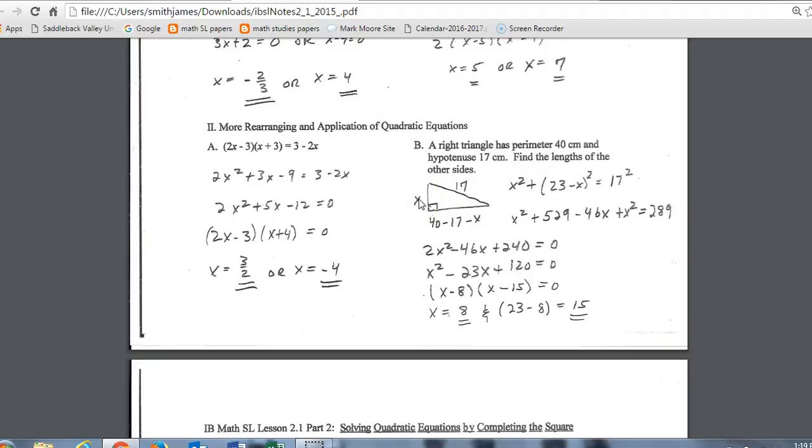Since the entire perimeter was 40, that means if all three sides add up to 40, I can subtract x and 17 from 40 to get an expression for my third side. And if I clean that up a little bit, it's just going to be 23 minus x. By doing that, I now have an expression to represent all three sides, so now I can plug it into the Pythagorean theorem and get something that's solvable from there.